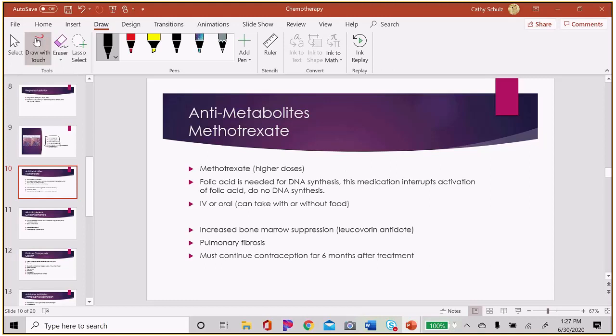This is the highest dose of methotrexate. We're disrupting DNA synthesis if we block folic acid. So this is high dose methotrexate, much higher than what we gave for prevention of organ rejection, way higher than what we gave for rheumatoid arthritis. So this is our biggest worry. We can have profound bone marrow suppression. And if that occurs, the antidote to too much methotrexate is leucovorin.